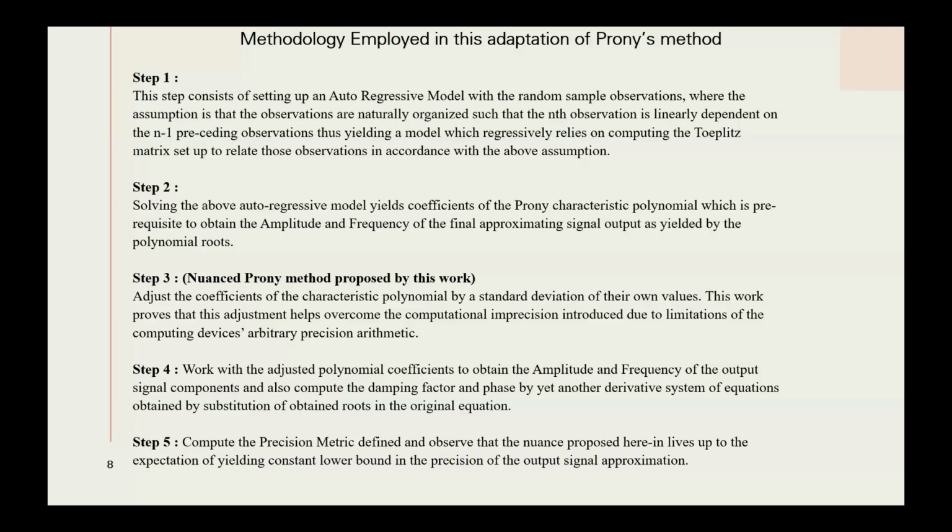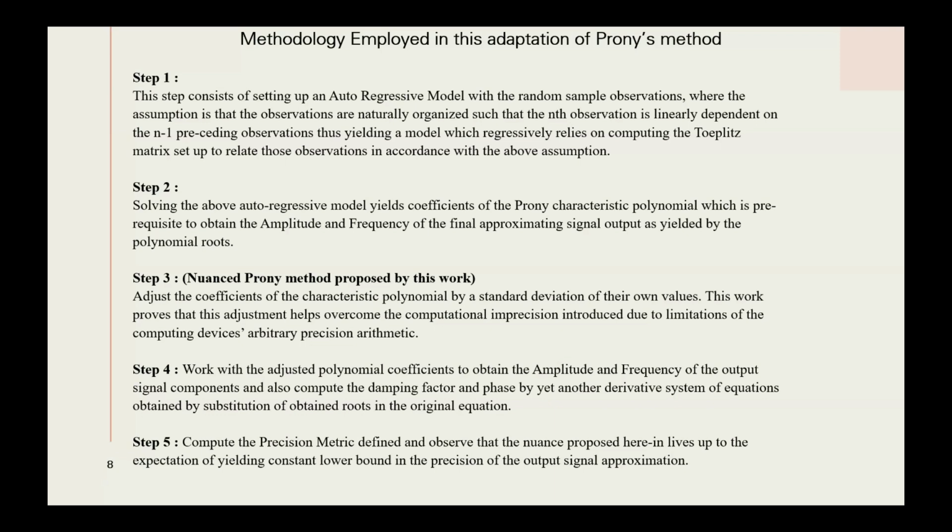So here is the methodology in this adaptation of Prony's method. Step number one consists of setting up an autoregressive model with the random sample observations, where the assumption is that the observations are naturally organized such that the nth observation is linearly dependent on the n-1 preceding observations, thus yielding a model which regressively relies on computing the Toeplitz matrix set up to relate those observations in accordance with the above assumption.